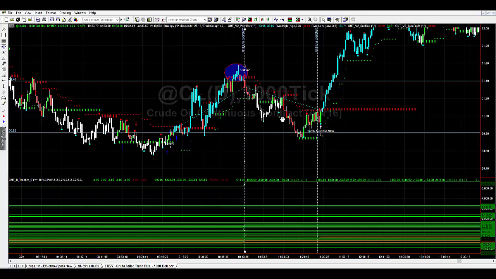So that's basically how the failed trend works. It's nice and easy. You can see here we've got two trades in the morning session. So we could potentially have got a third or a fourth trade here.